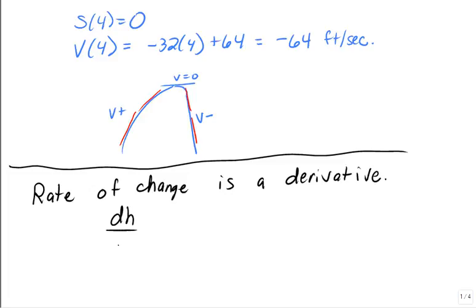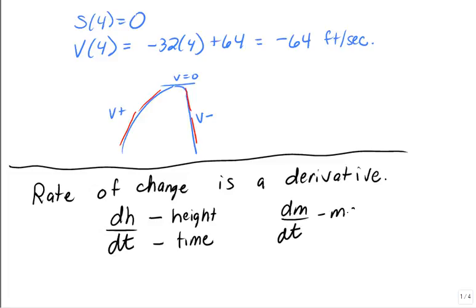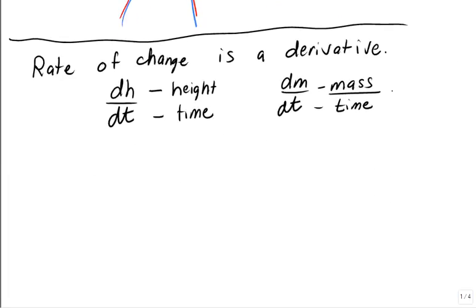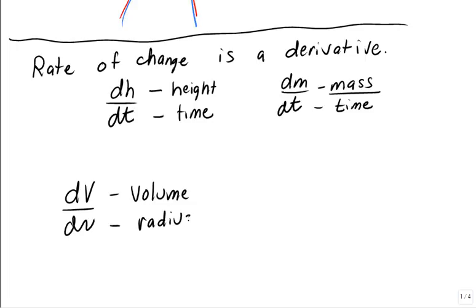If it's dh over dt, this is height, the change in height with respect to time. If it's dm over dt, usually it's with respect to time. It's the change in mass over the change in time. It could be anything, is the point. And you could have dV over dr, the change in volume over the change in the radius. So your derivative measures the rate of change of some quantity, height, volume, mass, anything pretty much you can think of. So look at some of the example homework problems.